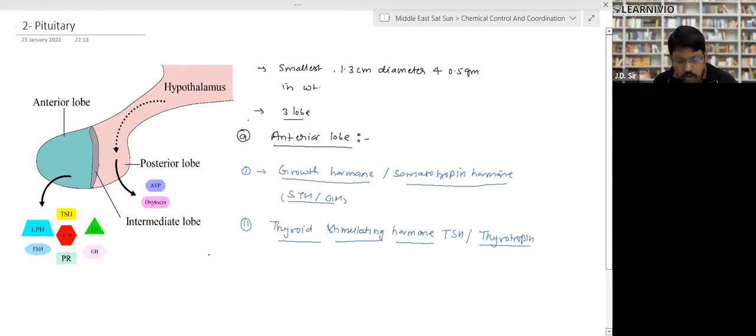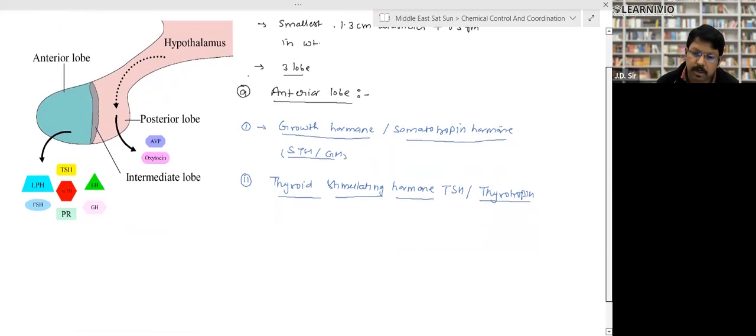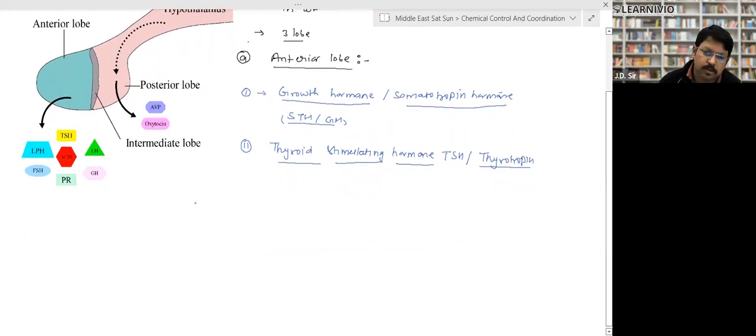It controls the growth and activity of the thyroid gland. It influences the uptake of iodine.